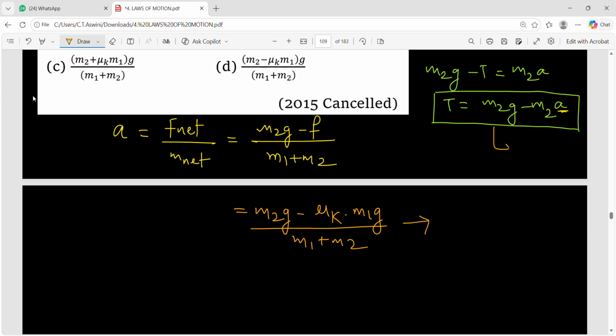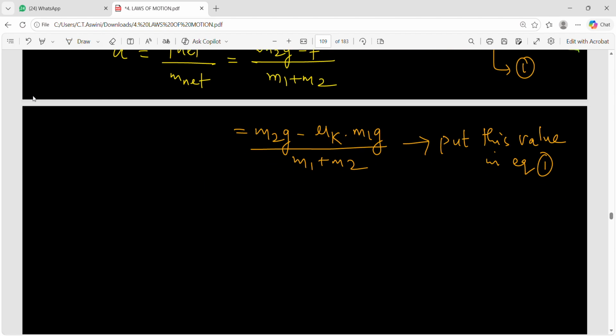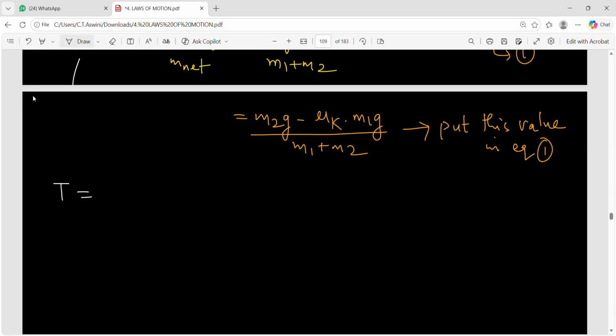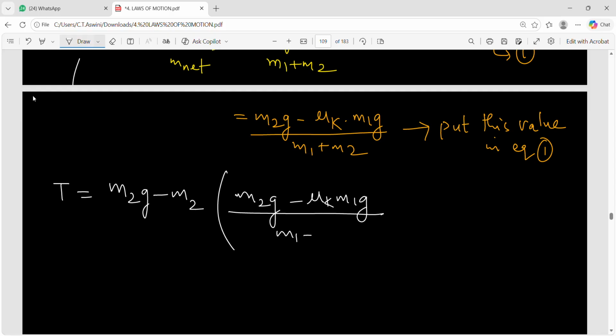Just substitute this acceleration in this equation. Let this be equation 1. Just put this value in equation 1. You will get the tension. Just a simplification, that's it. So tension is equal to m2g minus m2a. And what is that a? m2g minus mu k into m1g upon m1 plus m2.